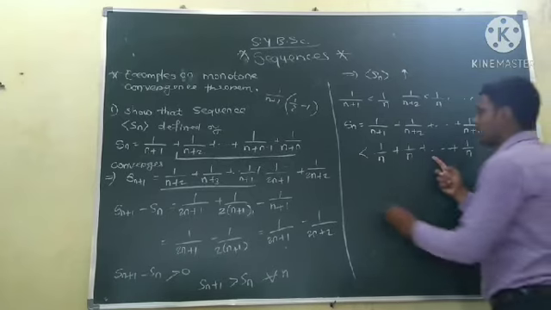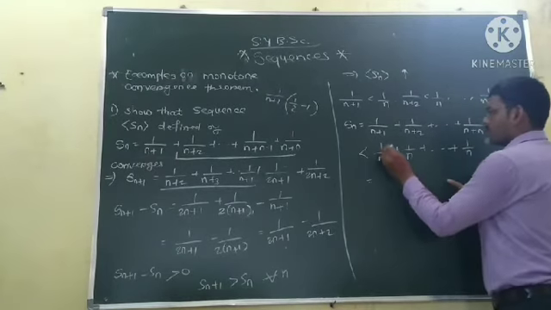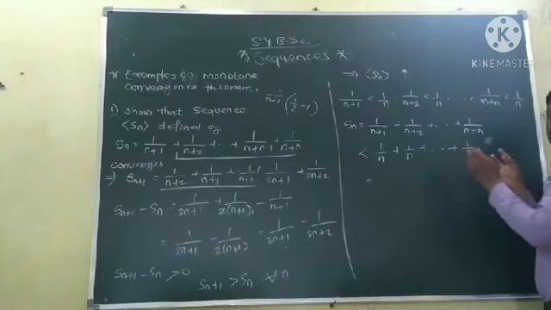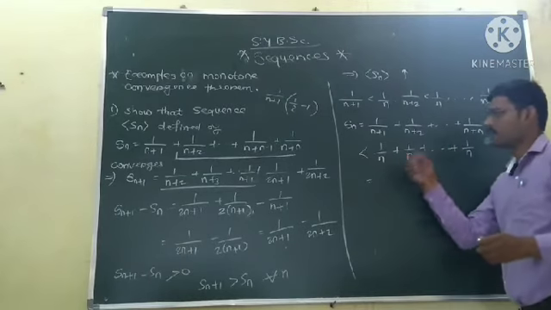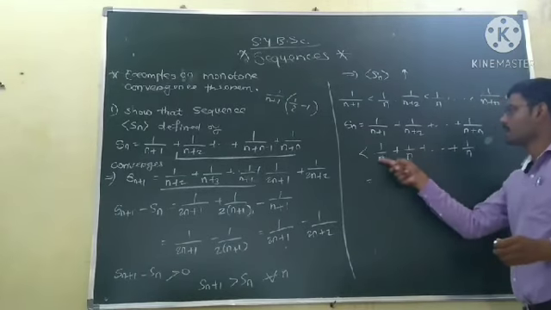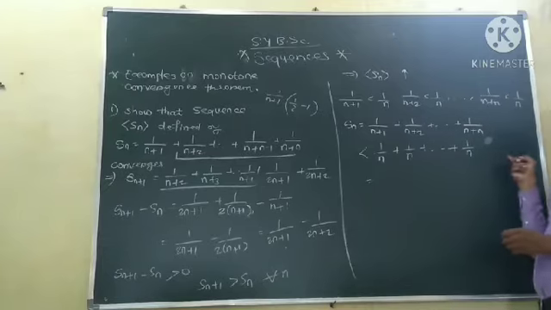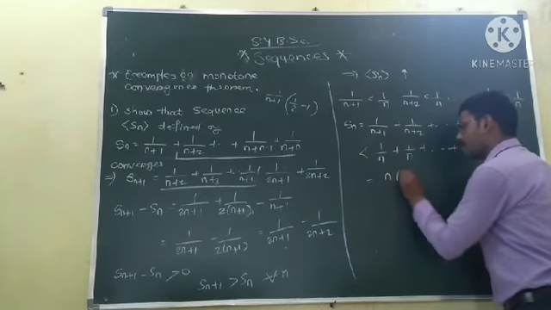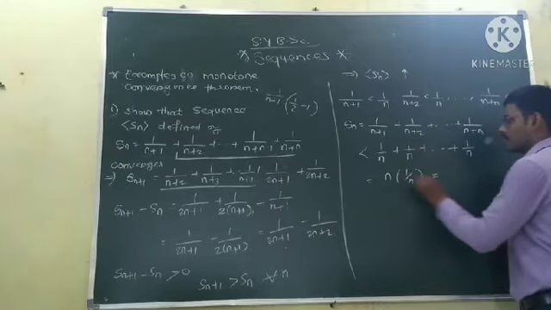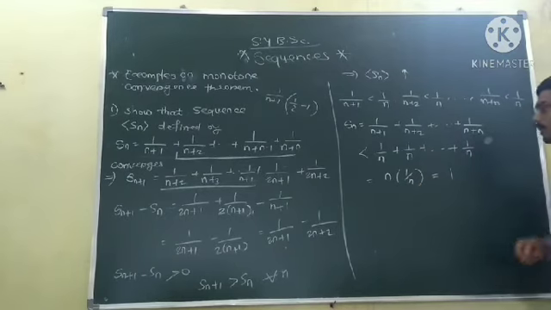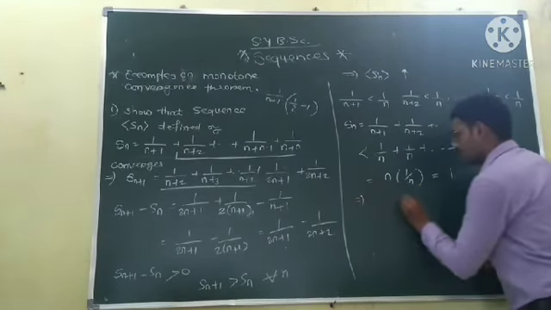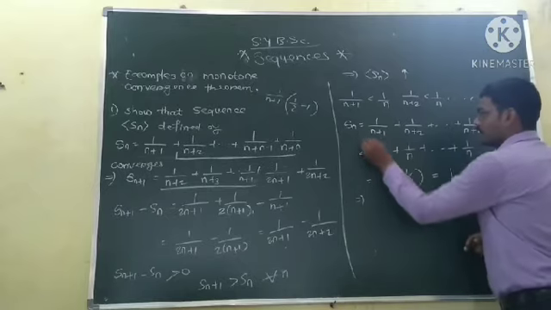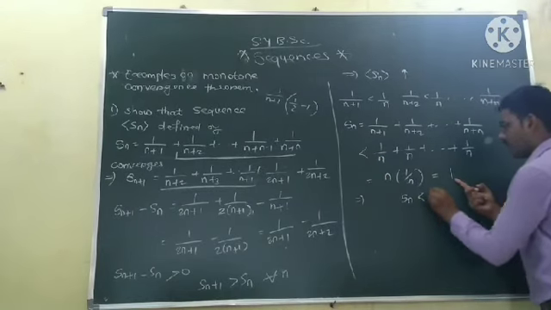So this sum and this term are the same, 1 by n. So n times 1 by n, because we are summing 1 by n, n times. This is nothing but n times 1 by n, in which the n gets cancelled. So it is equal to 1. This implies the sequence Sn is less than 1.